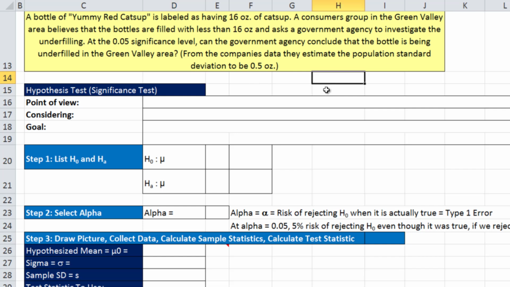All right, now the first thing is we want to figure out whose point of view this is. In this example of ketchup, a bottle, a product that's filled, we're going to do it from the consumer point of view. Next example, we'll do it from the manufacturer point of view, and you'll see that the way you set up the hypothesis test is slightly different.